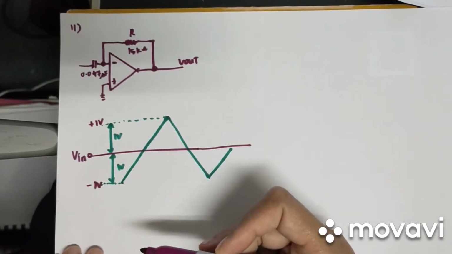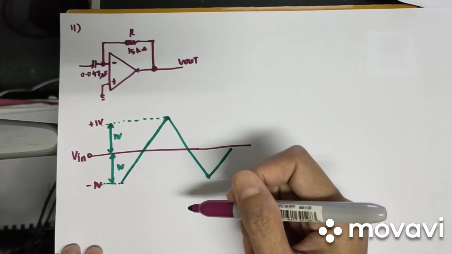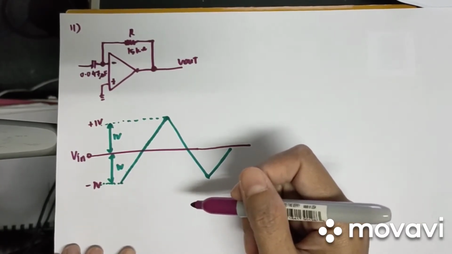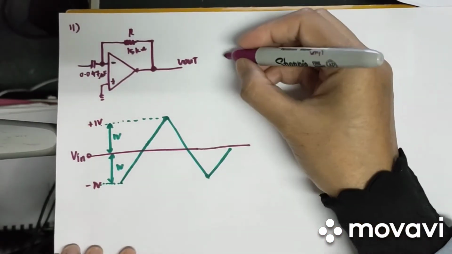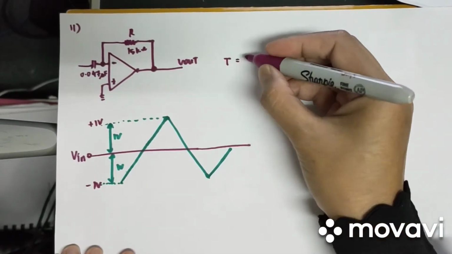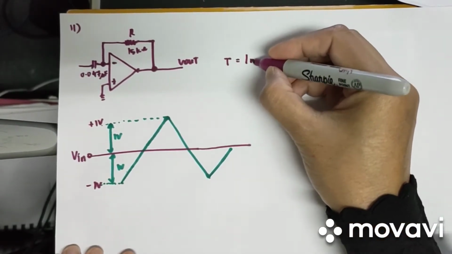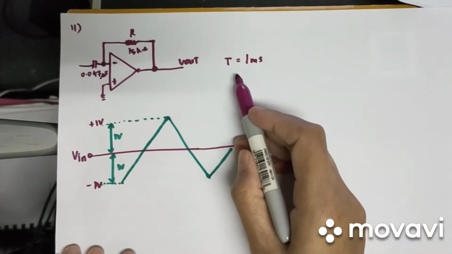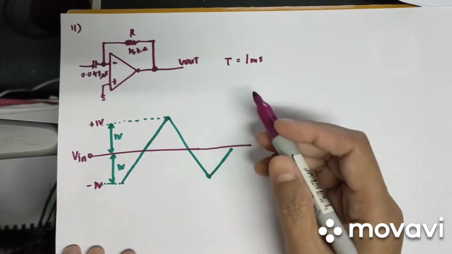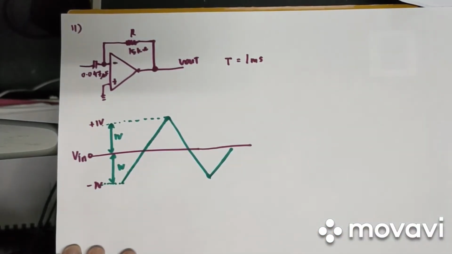Another piece of information from the question is that a period of 1 millisecond is applied to the differentiator. The period is noted as T, so T equals 1 millisecond. It's given from the question. So how do we know this T? Where is T, and from where to where? We know that a period is the time for one complete cycle.